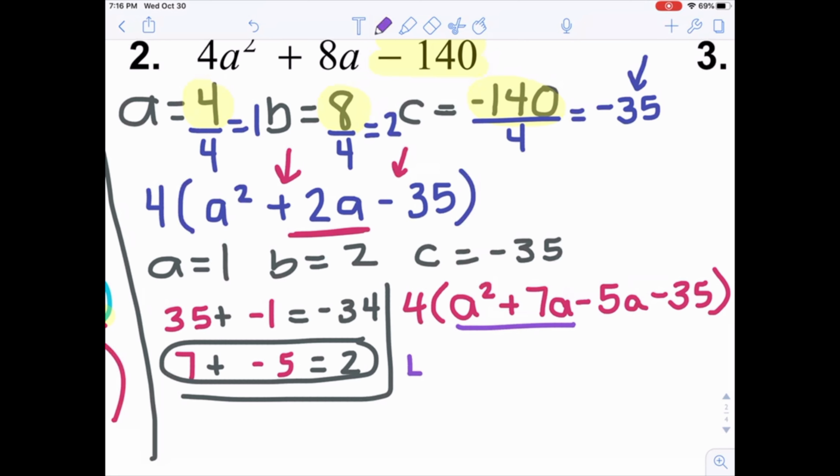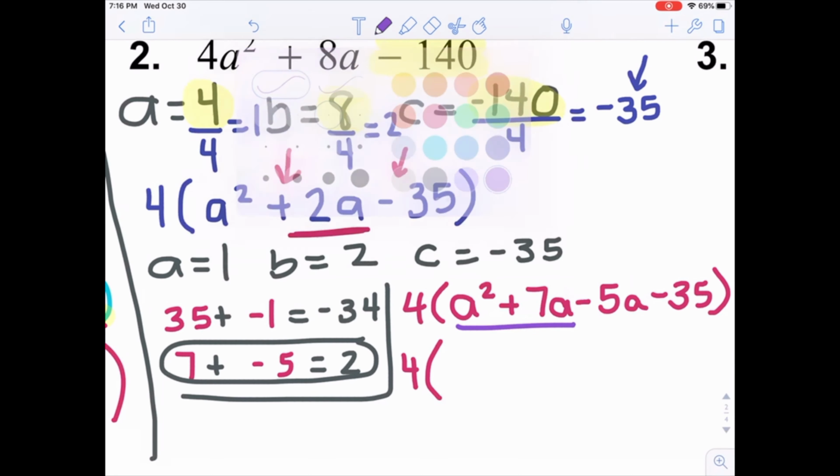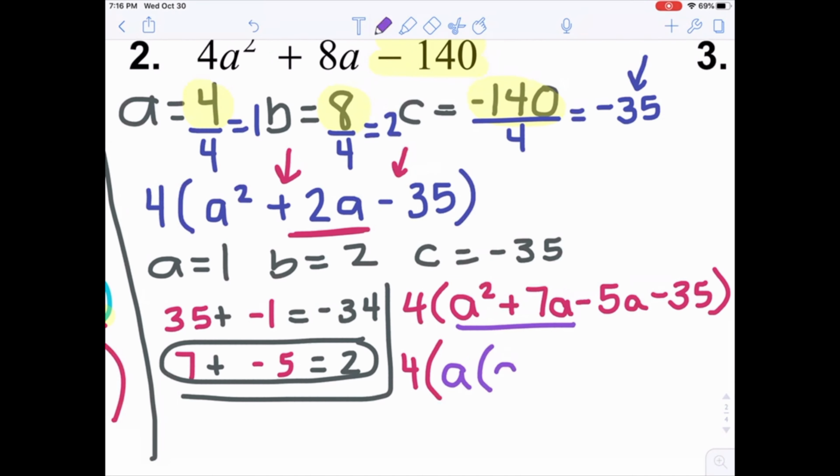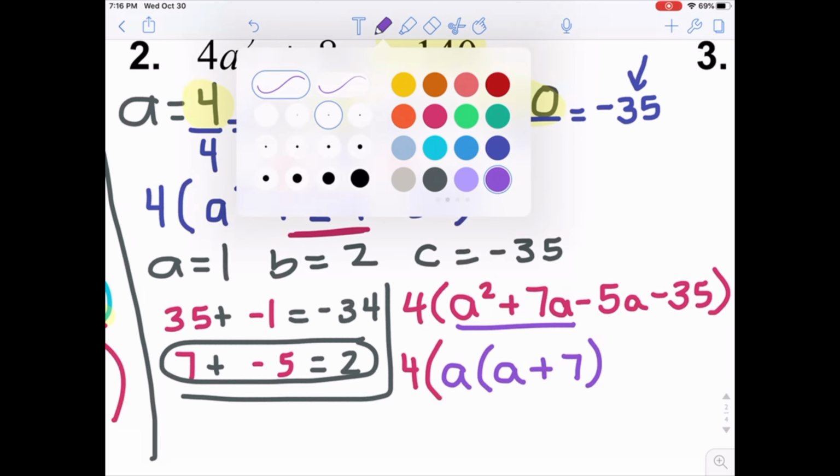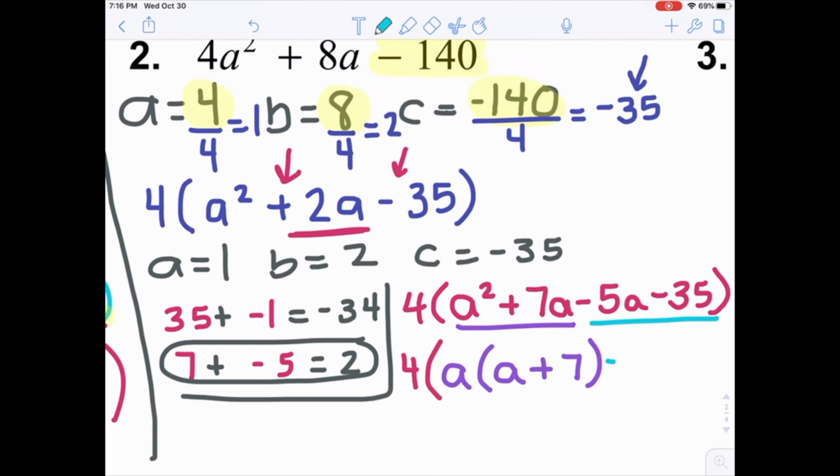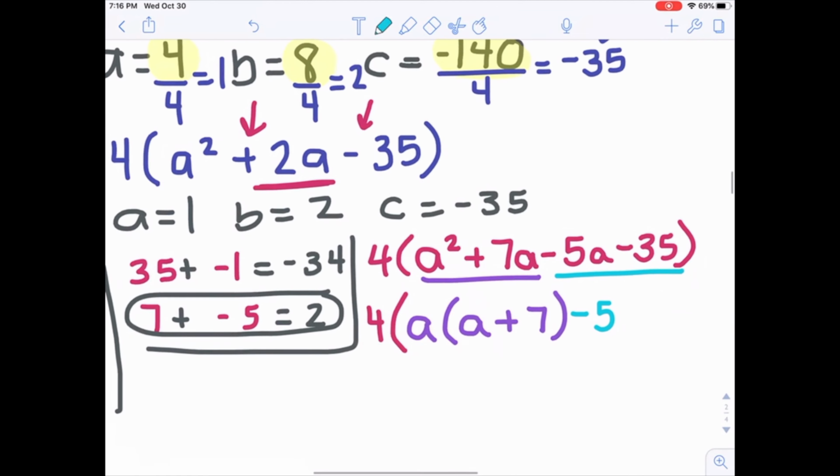So I have my 4 on the outside, and I'll deal with it at the end. So I have in common just an a. A times a gives me a squared, and a times 7 gives me 7a. Now they have a negative 5 in common. So I have negative 5 times a plus 7. Do our two parentheses match? Yep.